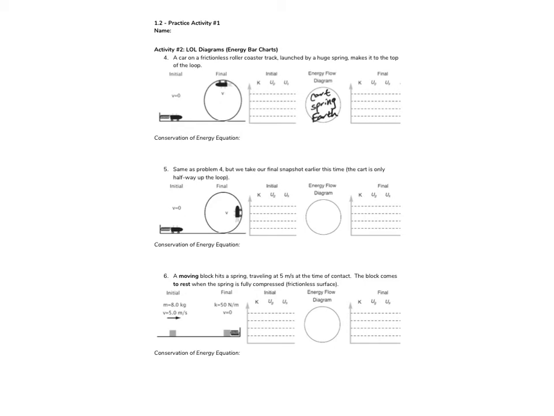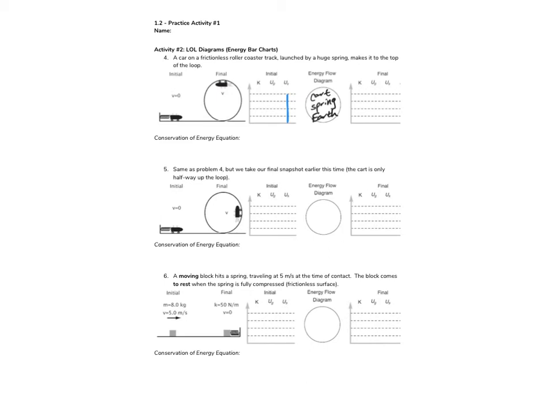Now, our initial snapshot right here. Our object is on the ground. There is no height. This object is not moving. However, it is compressed against this spring. You can see that this spring is compressed. So the only energy account being filled for that initial snapshot is elastic potential energy.